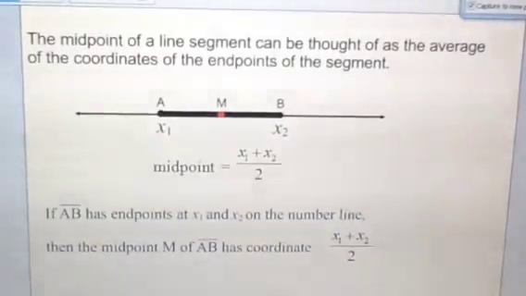So here's your complete formula. If segment AB has endpoints at x sub 1 and x sub 2 on the number line, then the midpoint M of line segment AB has coordinates x sub 1 plus x sub 2 divided by 2. Let's look at an example.